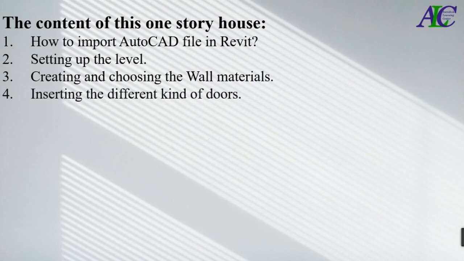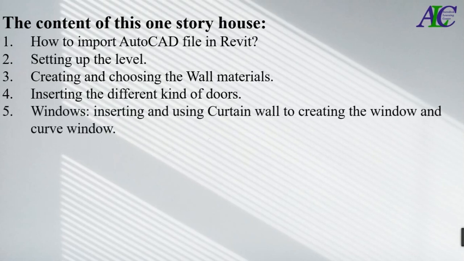Number four, inserting the different kinds of door and also how to change the material of the door. Number five, windows. Inserting and using curtain wall to create the windows and curve window. In this part I inserted the window and also I created the window by myself and also I created one curve window.